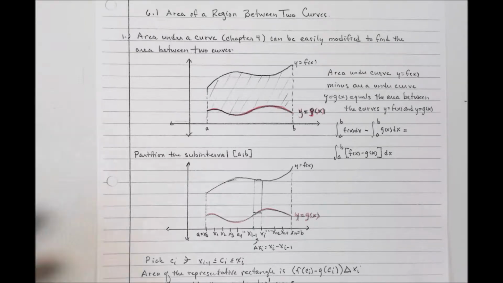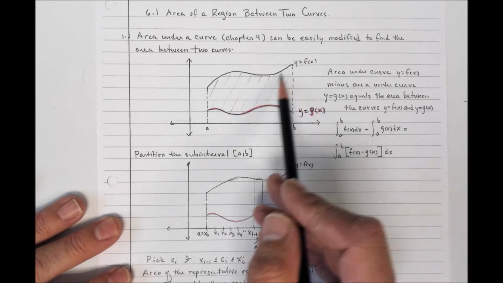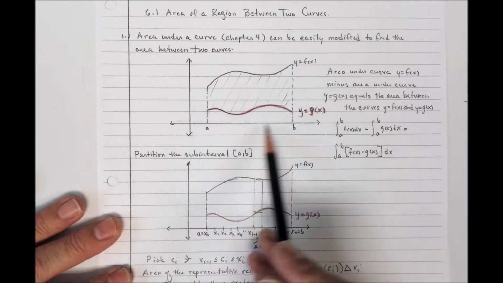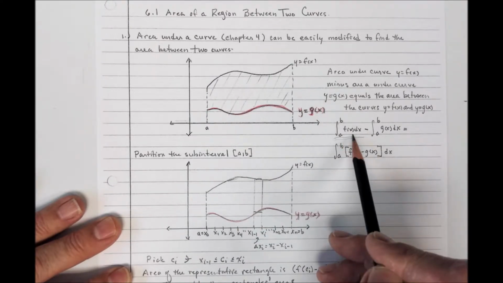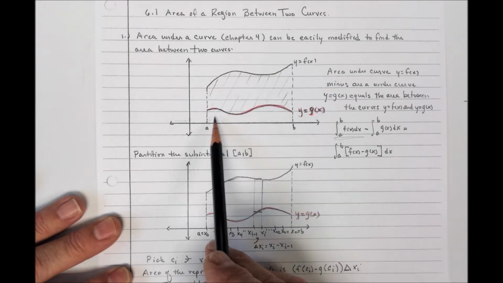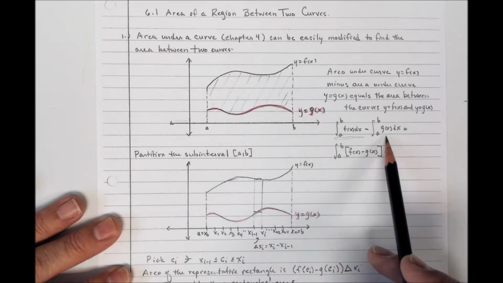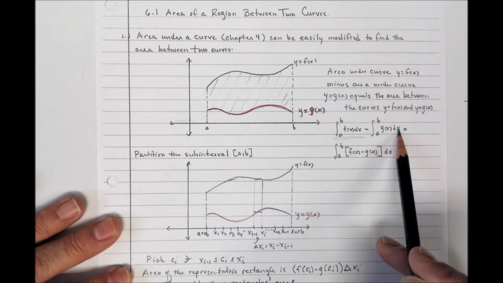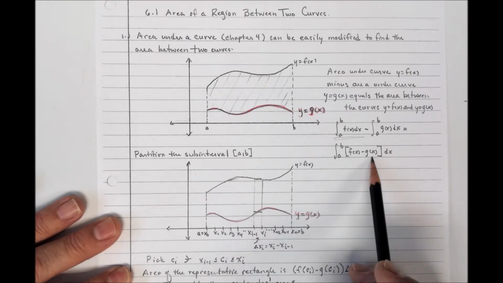The idea behind this is that to find the area that's shaded in, I find the area under this curve, the whole thing, which is the integral from a to b of f of x dx, and then I find the area of this unshaded region underneath the red curve, y equals g of x. That would be the integral from a to b of g of x dx. And then I rewrite this as a single integral: the integral from a to b of f of x minus g of x, quantity, dx.